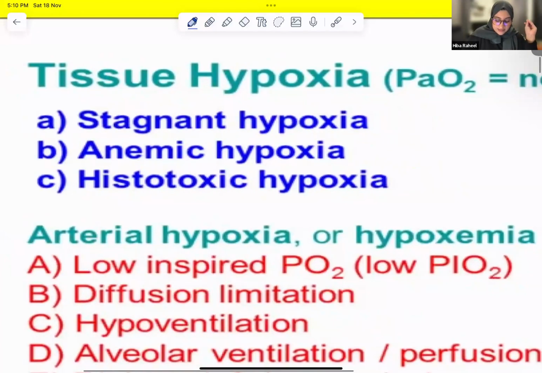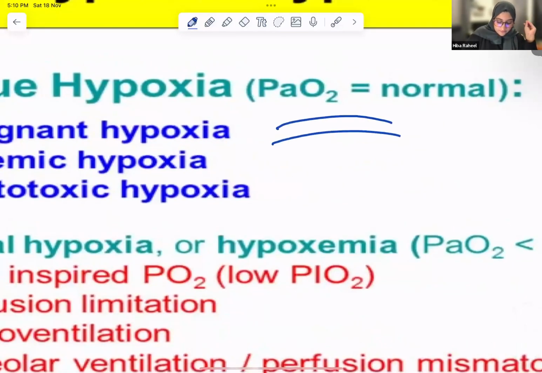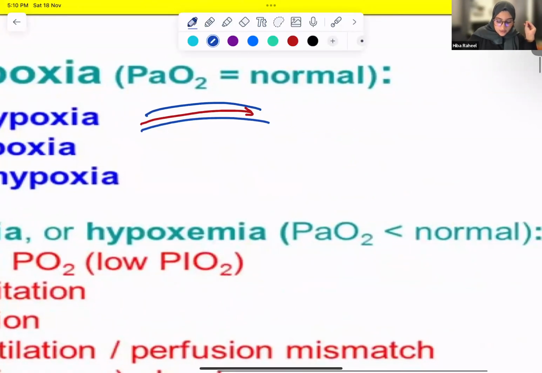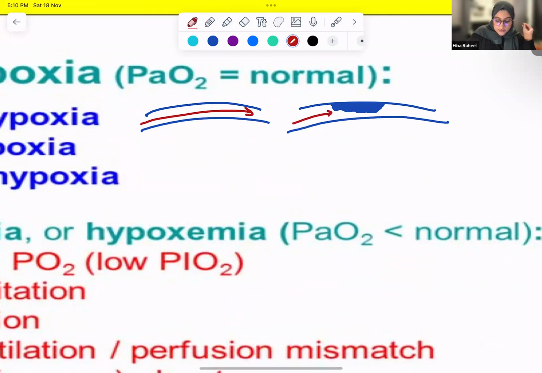What happens in stagnant hypoxia is that normally this is our blood vessel, and we have a flow of blood, right? Now, in stagnant hypoxia, all of a sudden a clot forms. There's a blockage that stops the flow of blood. So instead of flowing normally, the blood is met with resistance. The delivery of blood to the tissues is decreased. As a result, less oxygen is delivered to the tissue, and it results in hypoxia.